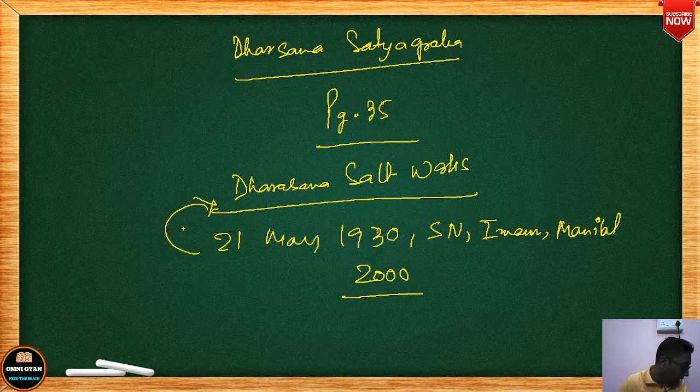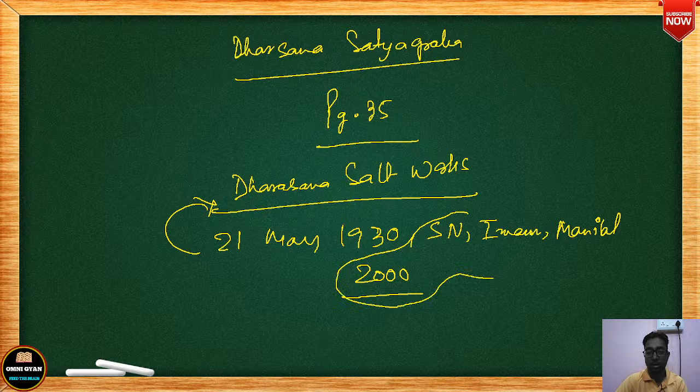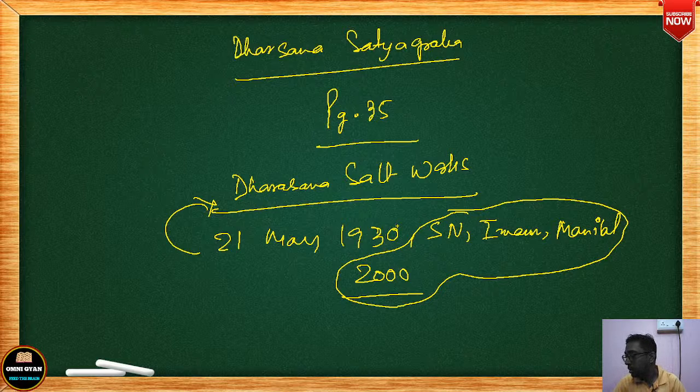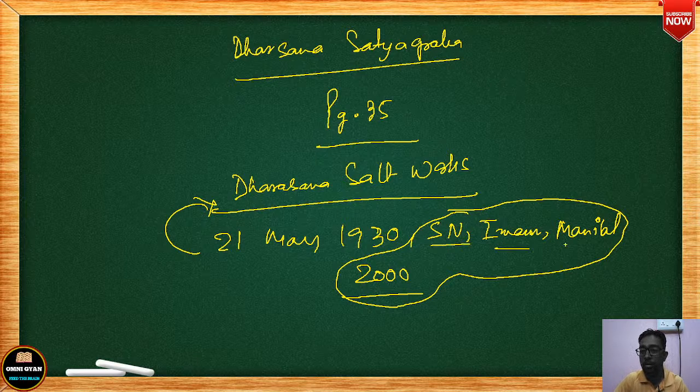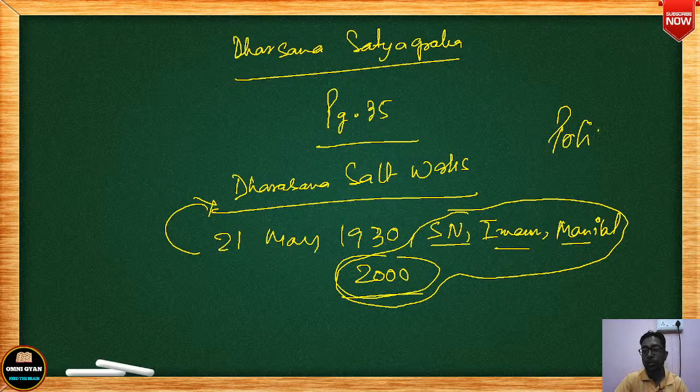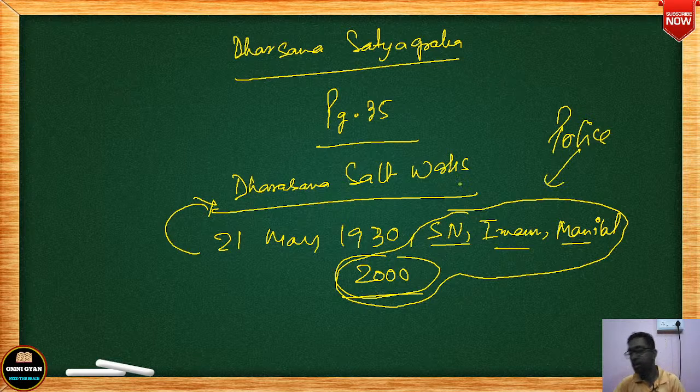Then what happened? As they came close, the police rushed forward and brutally lathi charged them and beat them till the satyagrahis fell down. So the police attacked these people along with the 2000 followers: Sarojini Naidu, Imam Sahib, Manilal, and those 2000 followers. The police came and beat them with big lathis, lathi charged all of them, and they all fell on the ground.